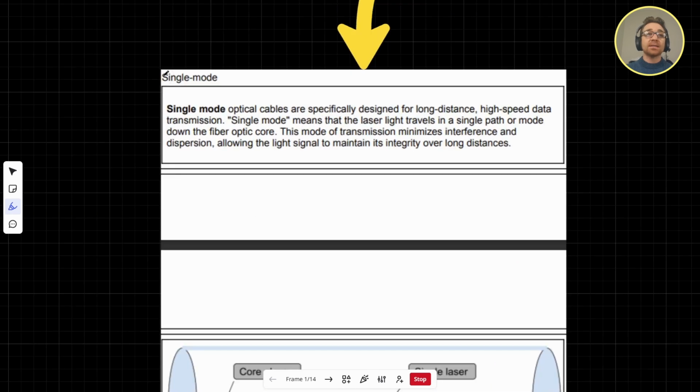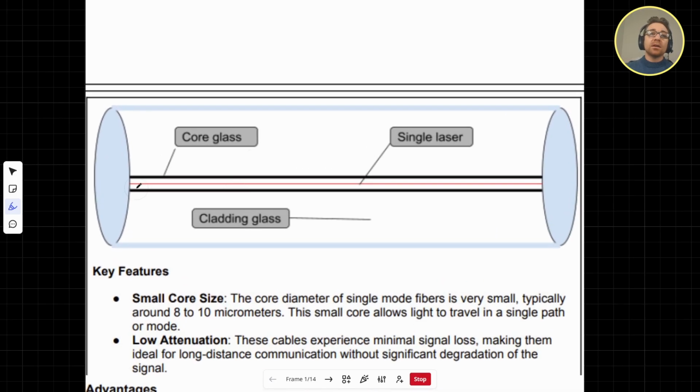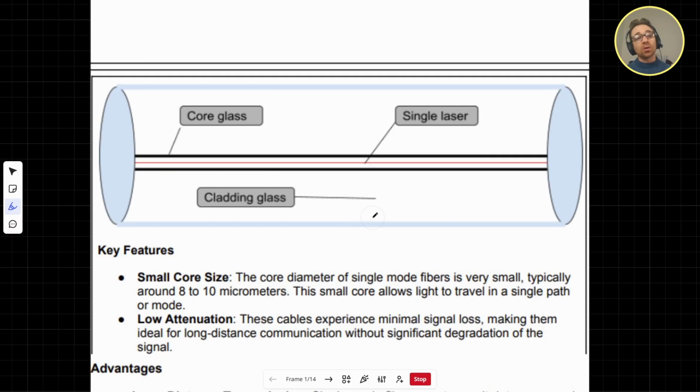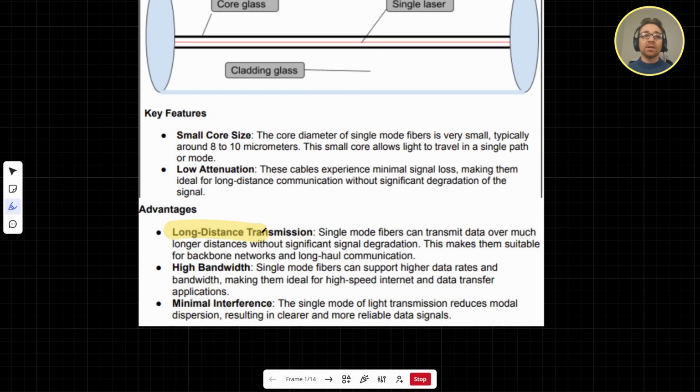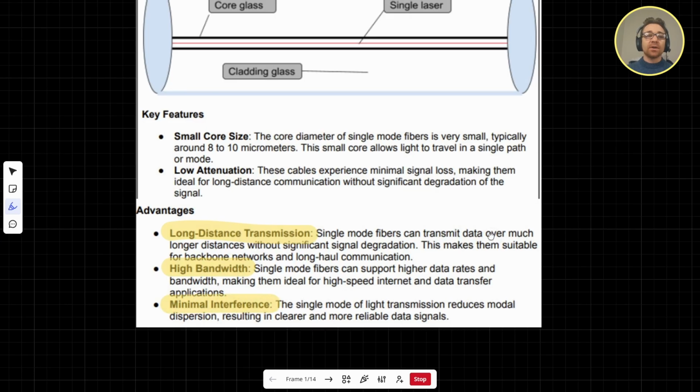We need to know about single mode optical cables, which are specifically designed for long distance, high speed data transmission. And basically what that breaks down to is there's only one mode of light. There's only one single laser shooting through that cable, essentially, right? The core glass is quite narrow. You can see this is very narrow, and the laser is one laser going through the middle. This basically goes a lot further, okay? So it's good for long distance transmission, for high bandwidth requirements, and also has minimal interference, all right?